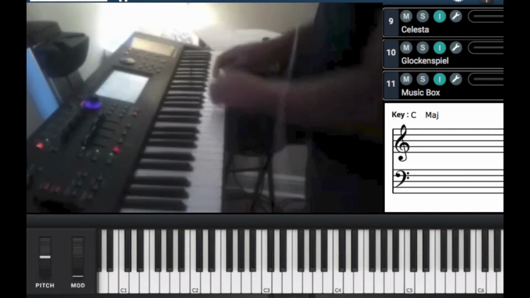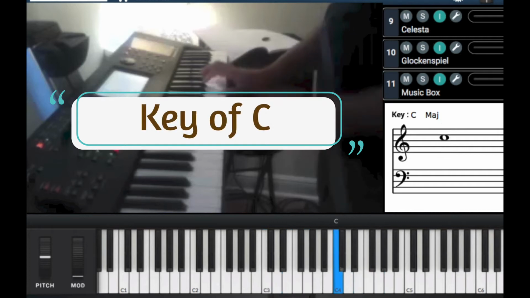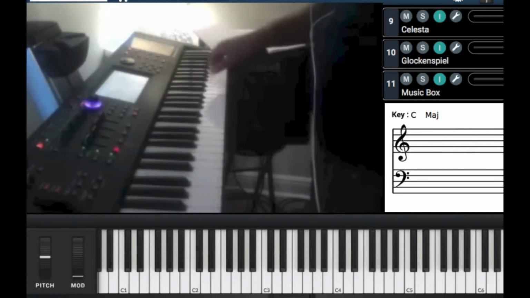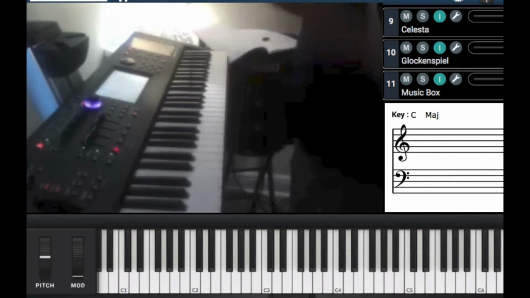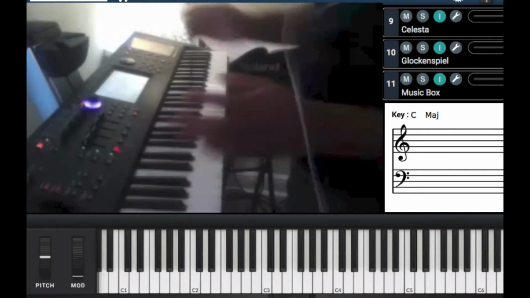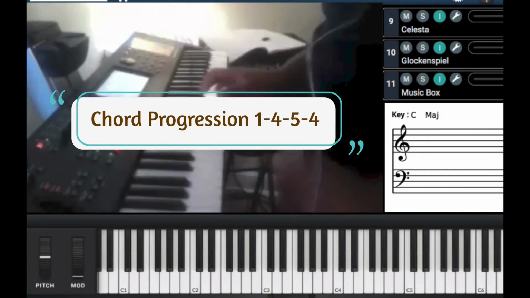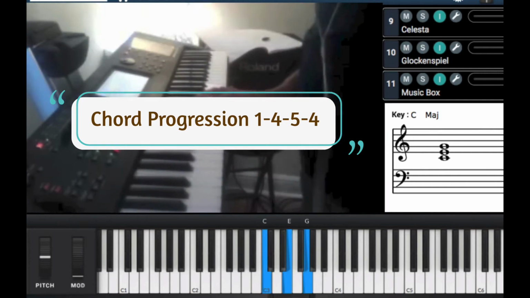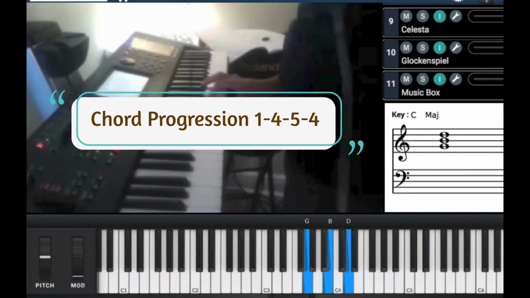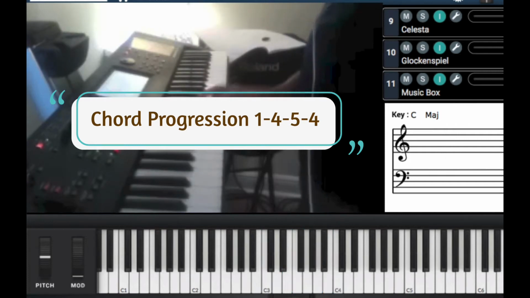What key are we in? The key of C. Now in the key of C, what is our progression here? We're doing the regular 1-4-5-4. For those of you guys who don't know, this is your real progression. Watch me, guys. C, which is your 1, F, which is your 4, G, which is your 5, F, and back to C again.